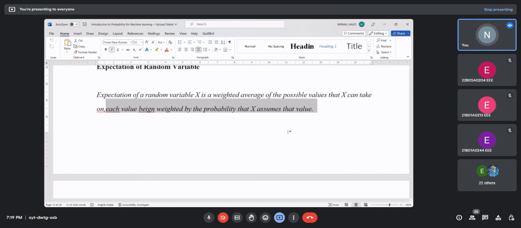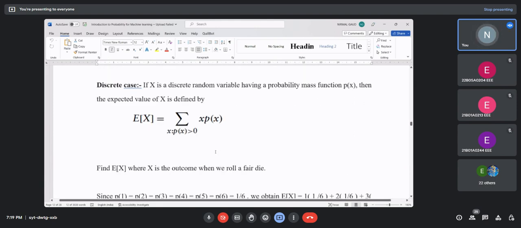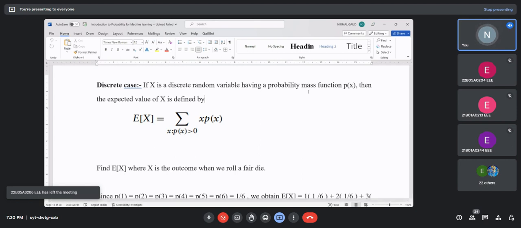In between those limits, I am going to calculate the probability of occurrence of that particular value. That is the random variable, and that's the expectation. If I define it for the discrete case, for example, if x is a discrete random variable having a probability mass function, you know that in discrete I have a probability mass function, pmf. And in the case of continuous I have a probability density function, so mass and density. Here I have the probability mass function.